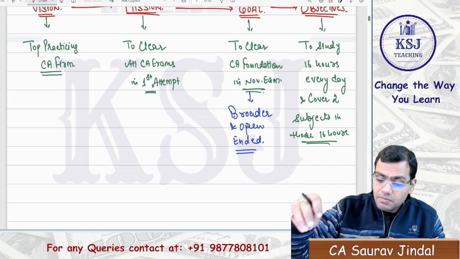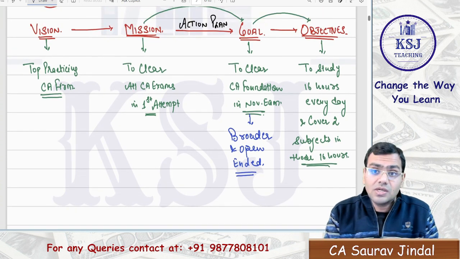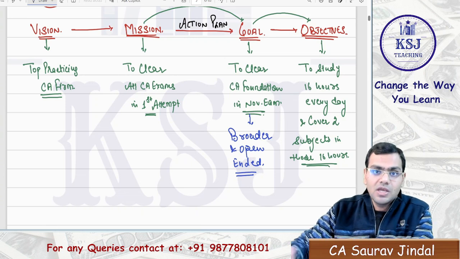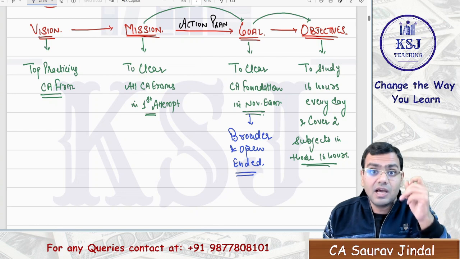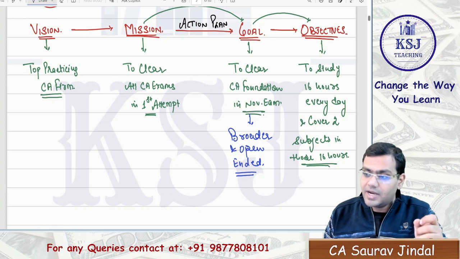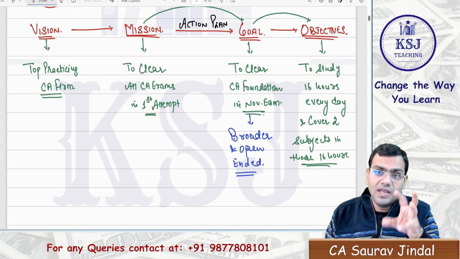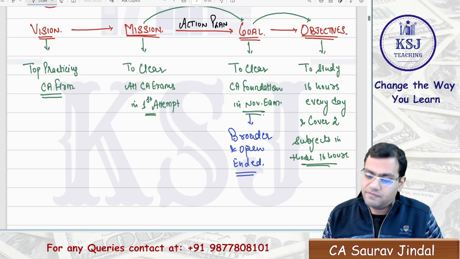Now, to make this happen, to achieve your goal, you are setting certain objectives, and these objectives you are going to follow on a day-to-day basis or on a monthly basis, right? To study 16 hours every day. Now you are giving particular specifications, right? When you specify the things, that is now converted into an objective, right?